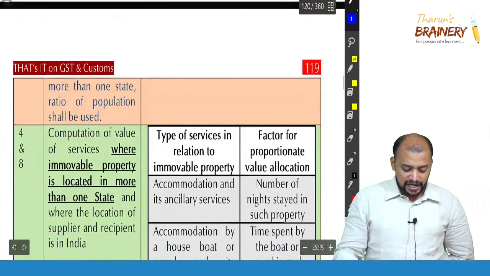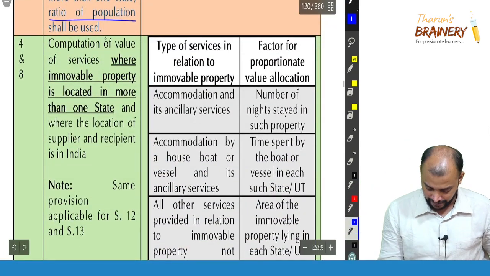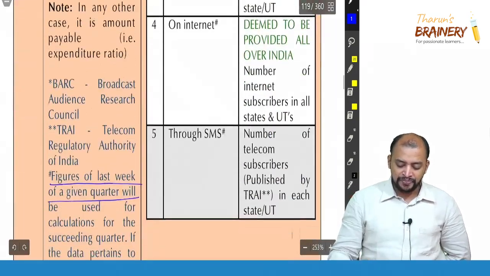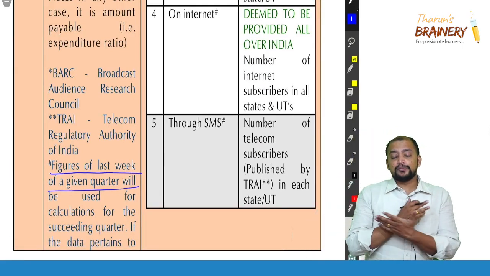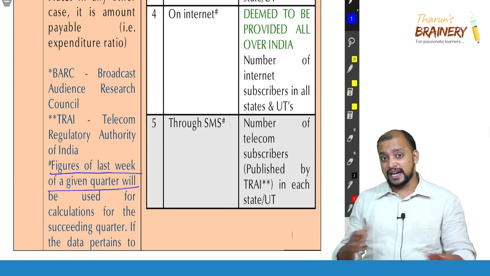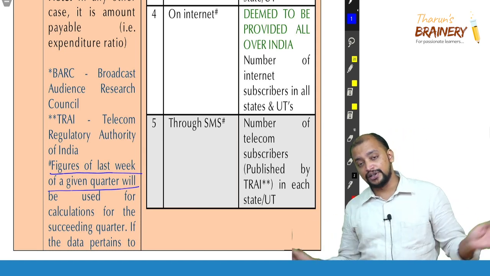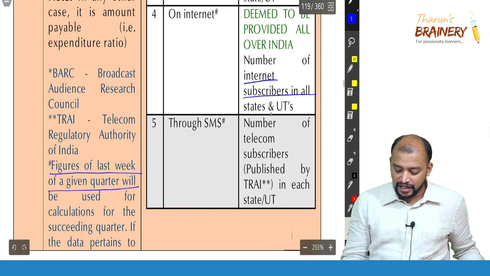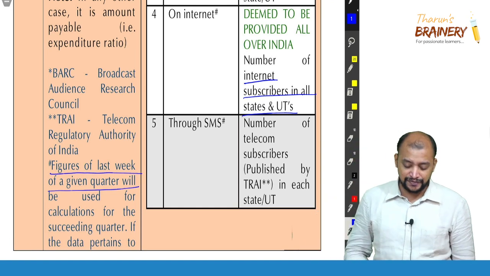If data pertains to more than one state, how will I divide? On the basis of population. So this is with respect to television. In case of internet, it is deemed to be provided across the country. So means all 28 states, that is 31 states and union territories, we need to divide? Yes, we need to divide. On what ratio? Number of internet subscribers across the country. In that ratio, we need to divide and determine the place of supply.